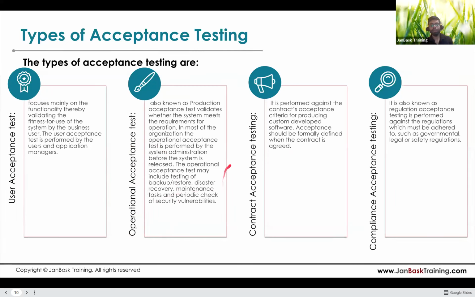Then there is contract acceptance. Whenever a contract is made between the client side and the development company, after everything is developed, during the acceptance testing they will check the contract as well, and the product will be tested as per the contract. That is called contract acceptance testing. It is performed against the contract's acceptance criteria. For custom developed software, acceptance should be formally defined when the contract is agreed.